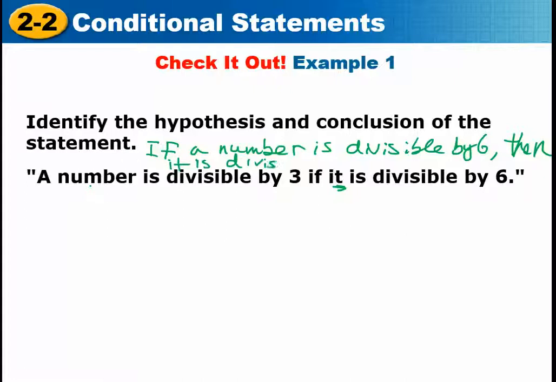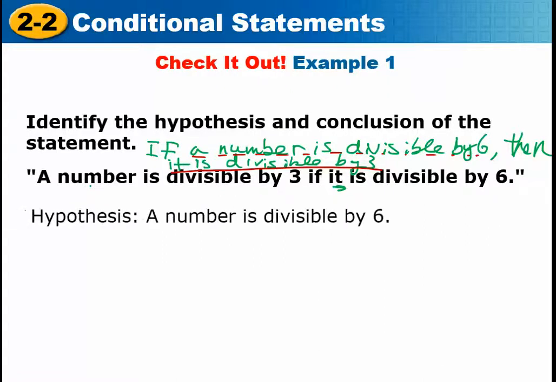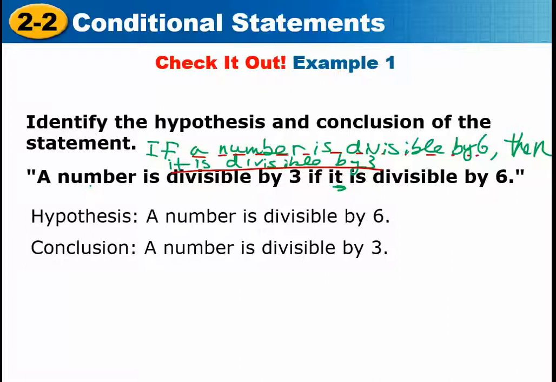Once you rewrite it in if-then form, then it becomes much simpler to find the hypothesis and the conclusion. The hypothesis is just the part after the if, there it is, and the conclusion is the part after the then. So the hypothesis is a number divisible by 6, conclusion, a number is divisible by 3.